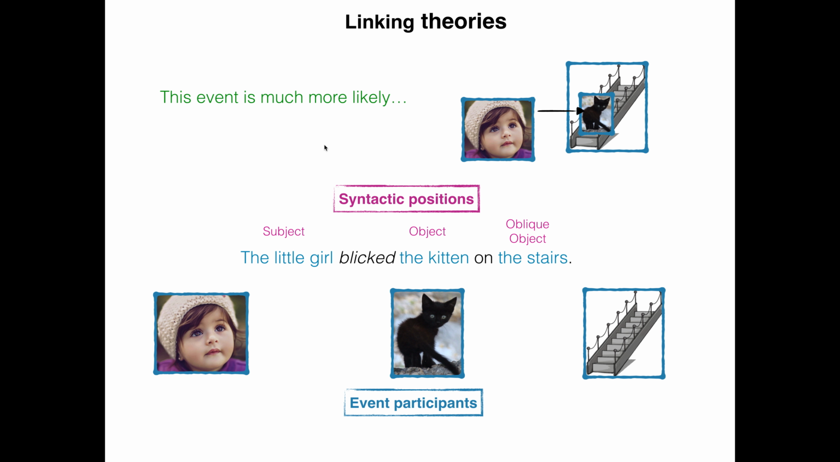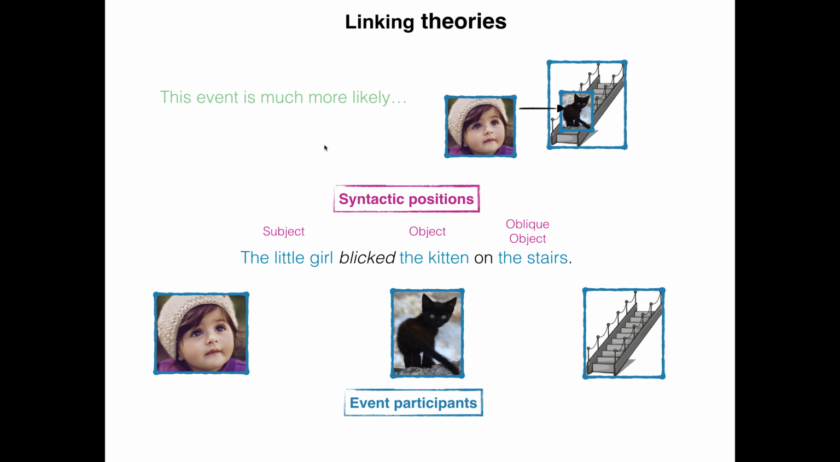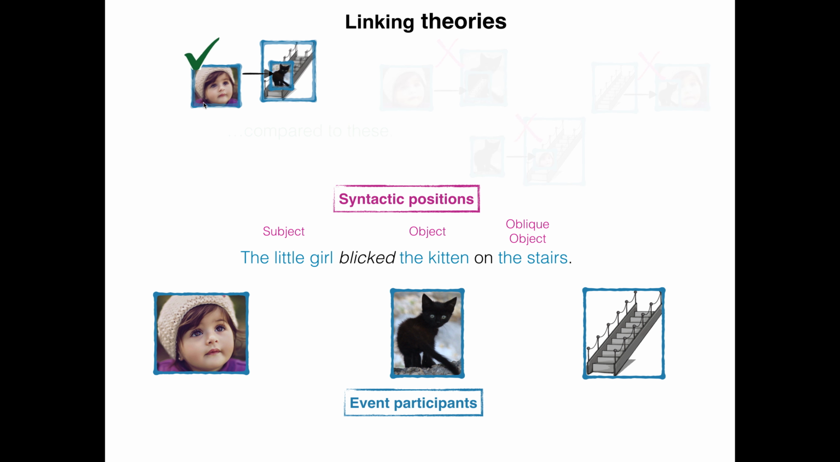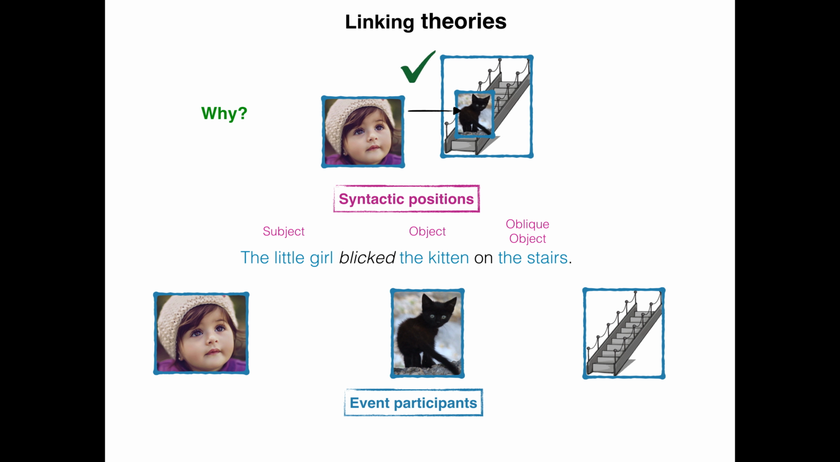That is a much more likely interpretation for this utterance than some other perfectly logically possible options. So a little girl doing something to a stairs and that happening on a kitten, or the stairs doing something to a kitten and that happening on a little girl, or the kitten doing something to the little girl and that happening on the stairs, right? These are less likely for the little girl blicked the kitten on the stairs than that one. And the question is, why?